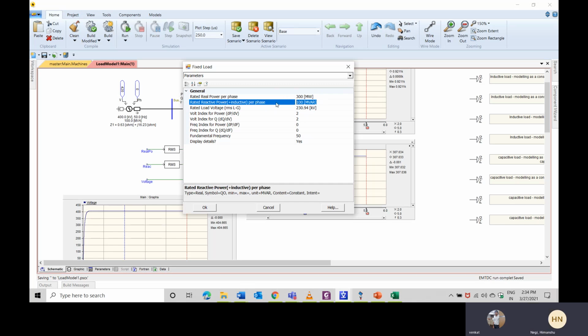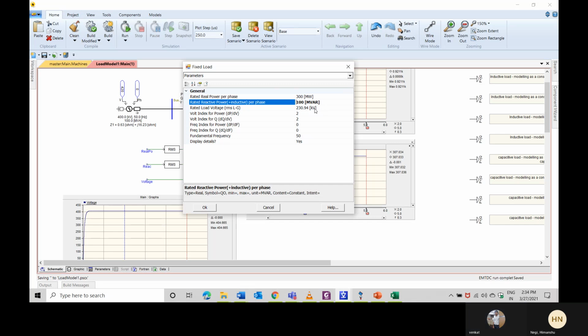Okay, this is an inductive power. If you put this value as a plus, it is called inductive. If you put it with the negative mark before, this is capacitive. Okay, this is a capacitive load. Now we are keeping it as an inductive load, so I have put it as 100 MW per phase.